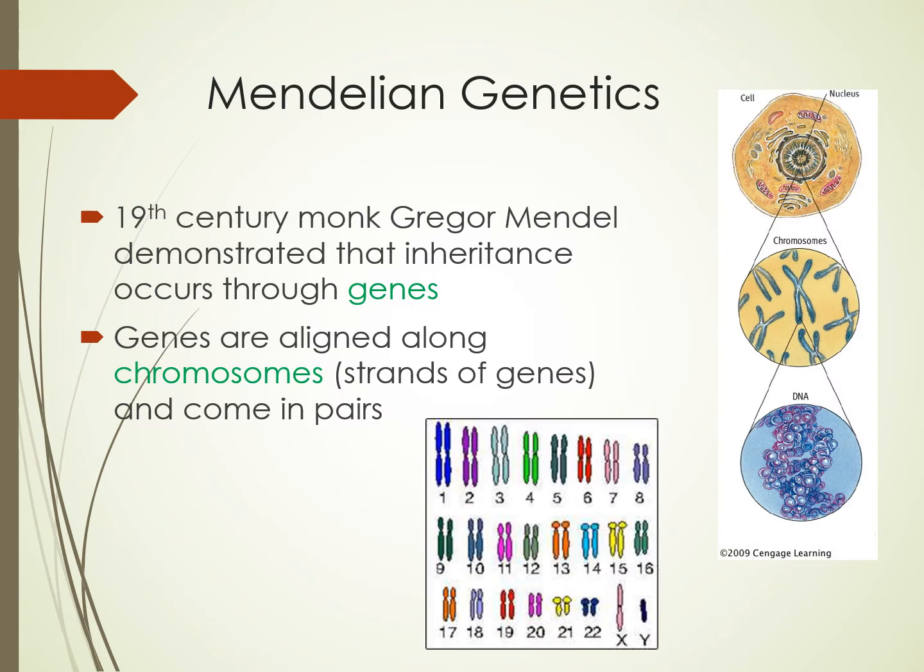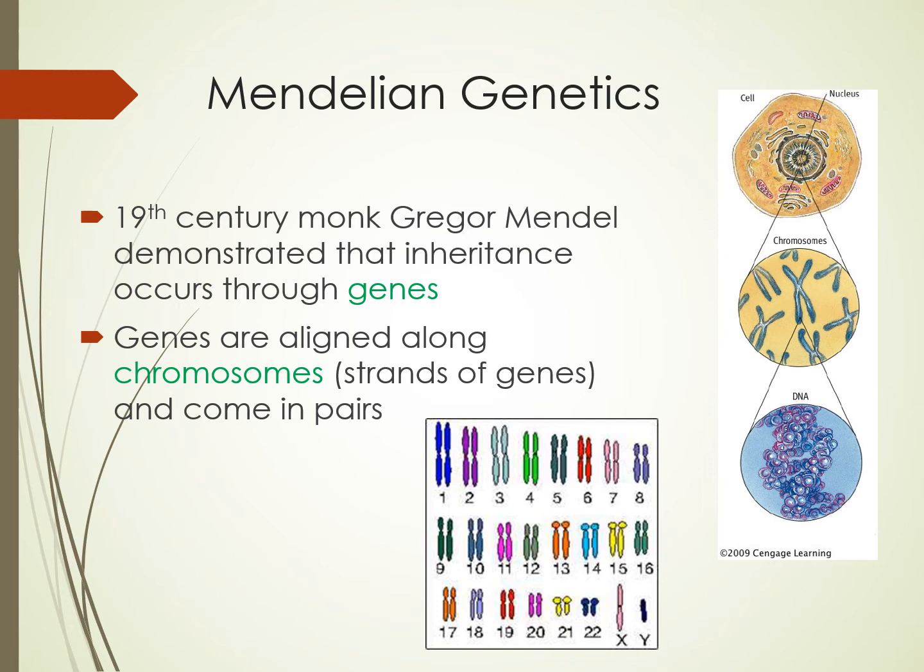So discussions of genetics often start out with Mendelian genetics. This 19th century monk Gregor Mendel told us a great deal about genetic inheritance with his experiments on pea plants. He told us about dominant and recessive genes, and really demonstrated that inheritance occurs through genes. Genes are aligned along chromosomes, these strands of DNA, and they come in pairs. So we'll talk about alleles of a particular gene.